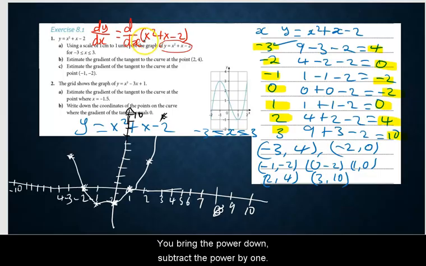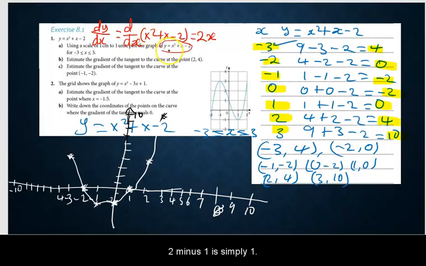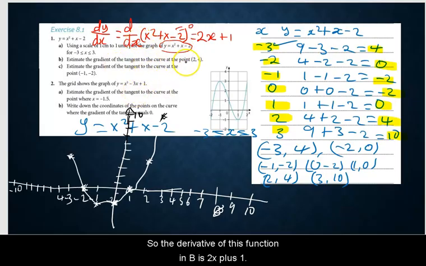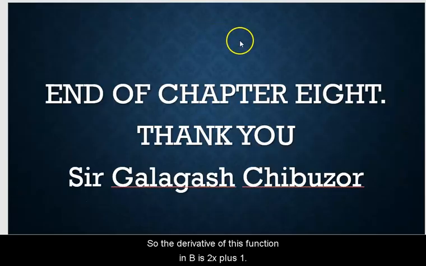You bring the power down, subtract the power by 1. So what happens here, if we bring this power down, we are going to have 2x, and 2 minus 1 is simply 1. So we are going to have 2x. The derivative of x squared is 2x, and the derivative of x is 1. So it is plus 1. And when you differentiate a constant number, you will get 0. So the derivative of this function in B is 2x plus 1.